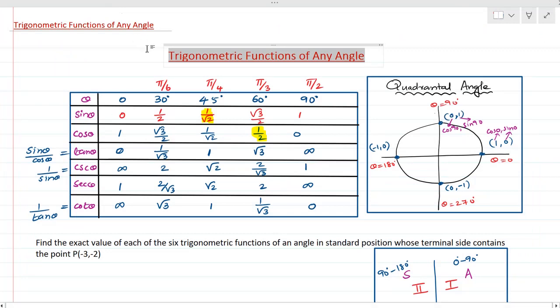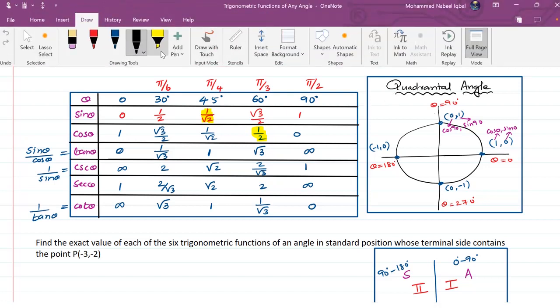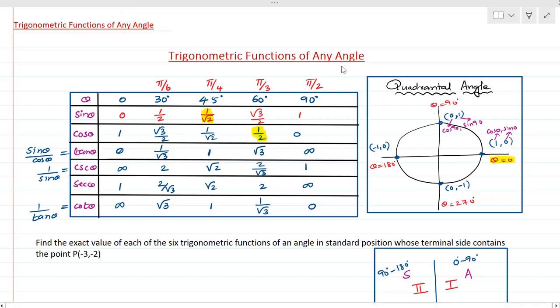In this video, we are going to discuss the trigonometric functions of any angle. Before, we solved some problems with acute angles less than 90 degrees, but now we will solve for any angle. Before that, we have to know what a quadrantal angle is. A quadrantal angle is an angle that divides the quadrant into two. That is theta equal to 0, 90, 180, and 270. These are the quadrantal angles.